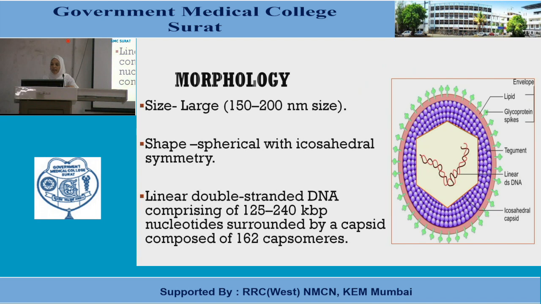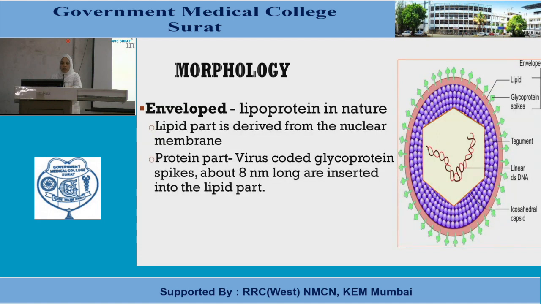Going inside, there is the tegument, and the inner core is the linear double-stranded DNA, surrounded by the icosahedral capsid, which has around 162 capsomeres if we count individually. They are enveloped lipoproteins in nature. The lipid is derived from the nuclear membrane itself, while the protein part is made up of glycoprotein spikes, which I was telling you could be utilized for many purposes. They are 8 nanometers long and are inserted into the lipid part. That's how they are fixed there.